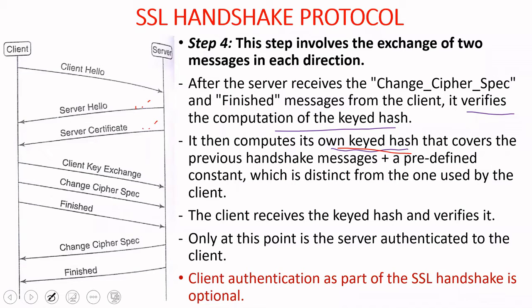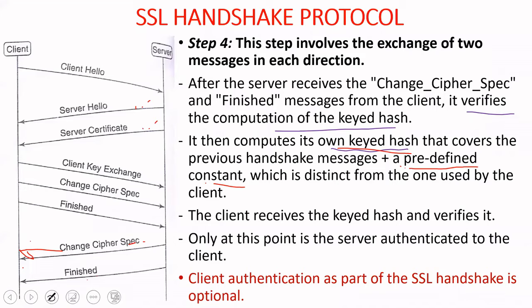It concatenates these messages and takes a predefined constant. Again, this constant is different from the constant that was used by the client. So it takes a hash of these messages plus the constant, and that forms its keyed hash. That is sent to the client, and it sends the finished message. Now on the client, on receiving this, it will verify the keyed hash.